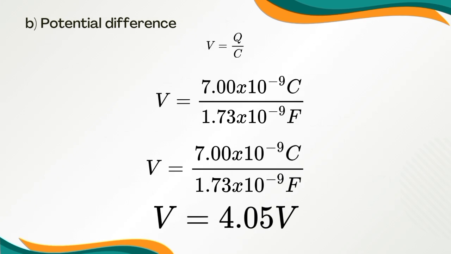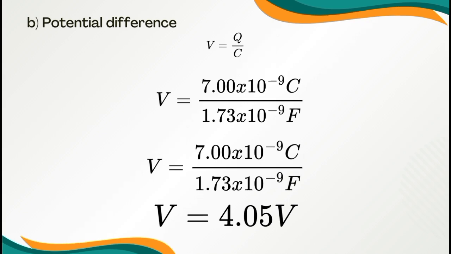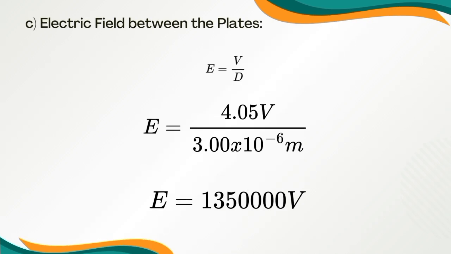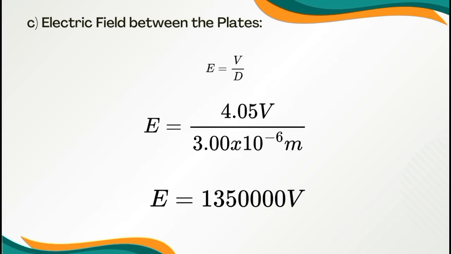And for the potential difference, we will divide. So 7.00 times 10 raised to negative 9 charge divided by 1.73 times 10 raised to negative 9 farads, it will be 4.5 volts. For the electric field between the plates, we will use this formula. E is equal to the volts divided by the distance. So 4.5 volts divided by 3.00 times 10 raised to negative 6 meter. So the answer will be 1,350,000 volts.